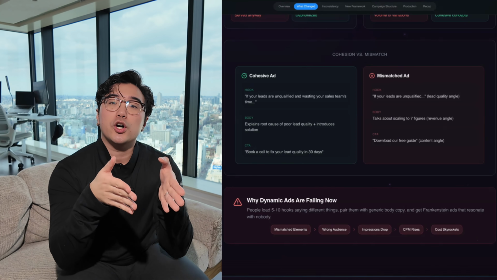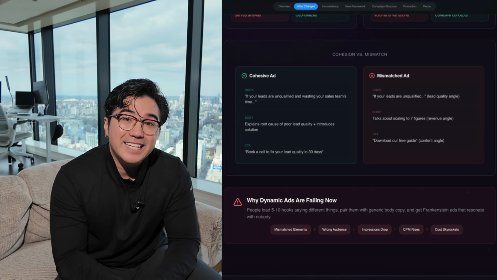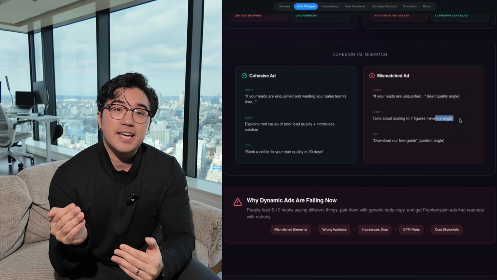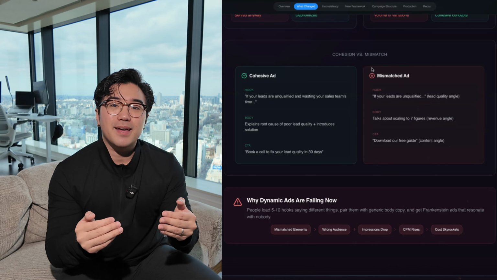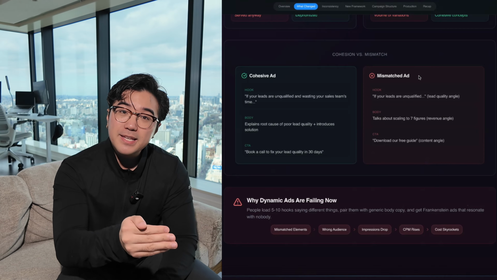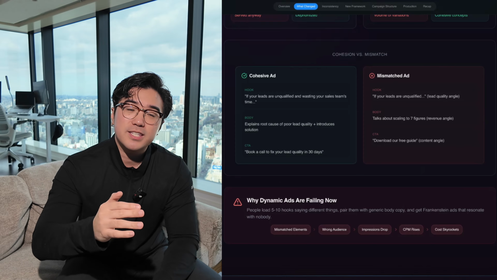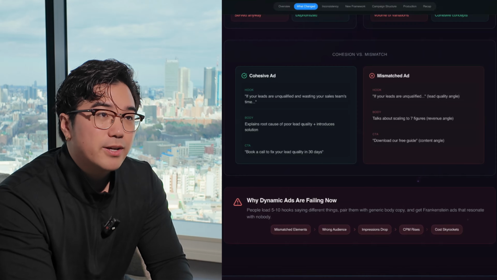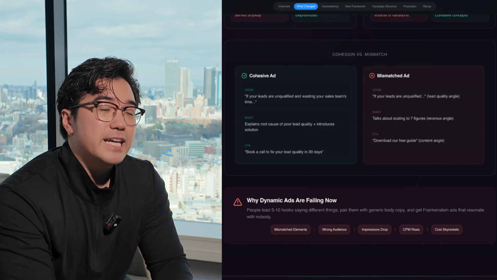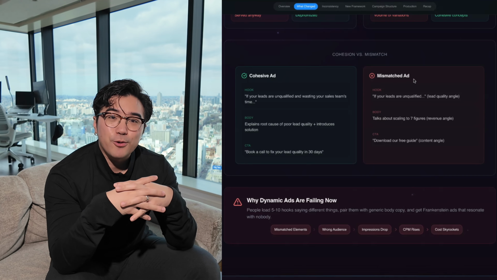Now, if you load a hook into dynamic creative alongside a body that talks about scaling to 7 figures and a CTA that says download our free guide, that's not cohesive. Meta's new algorithm will recognize that mismatch and deprioritize it, which means you're paying for impressions that don't even convert. And this is happening at scale across multiple accounts right now, which is why so many people are seeing inconsistent results. All right, so let's talk about what this actually looks like in your ad account.